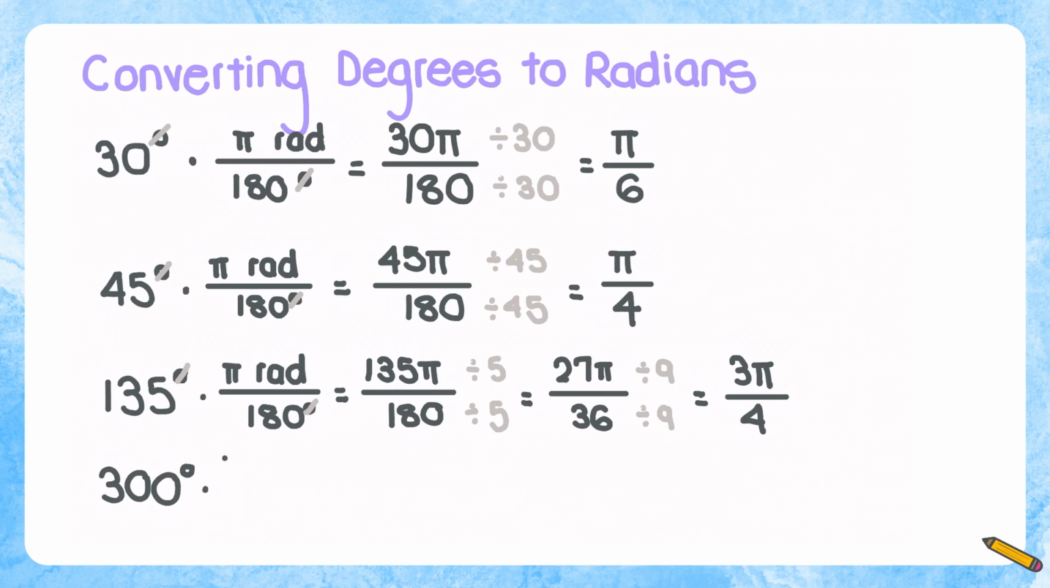And next, 300 degrees, let's convert that into radians.